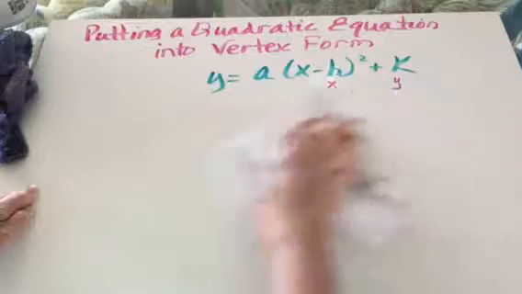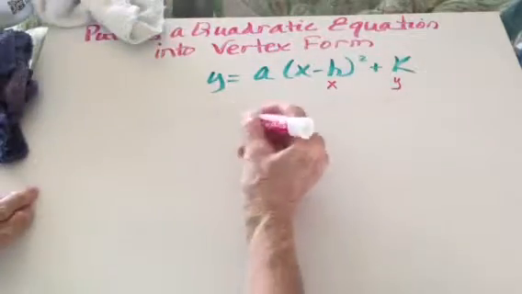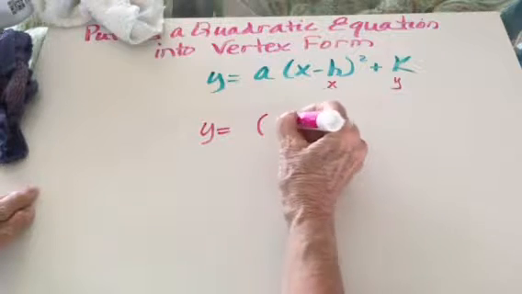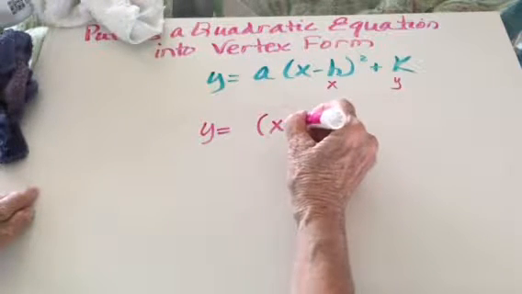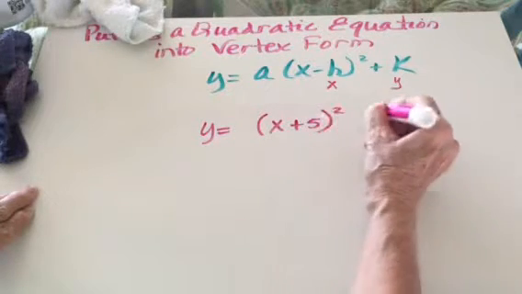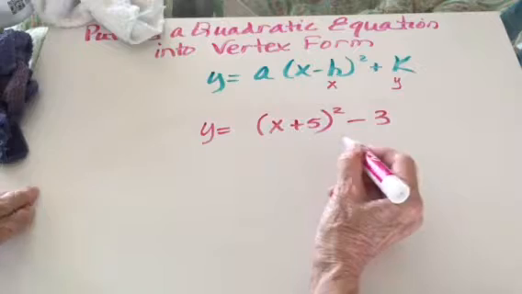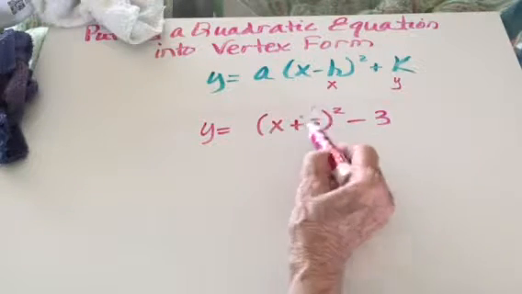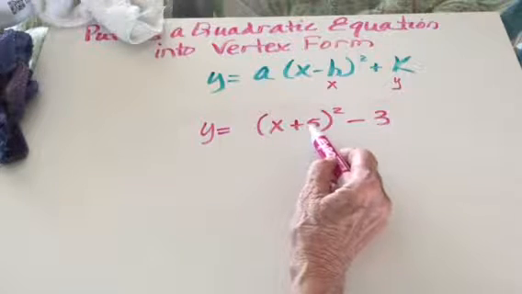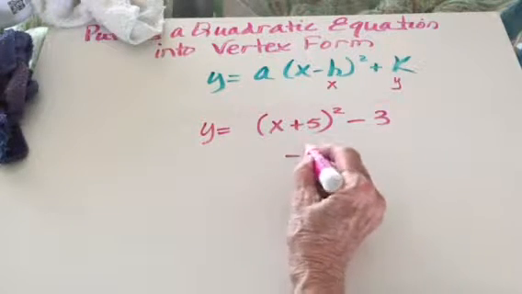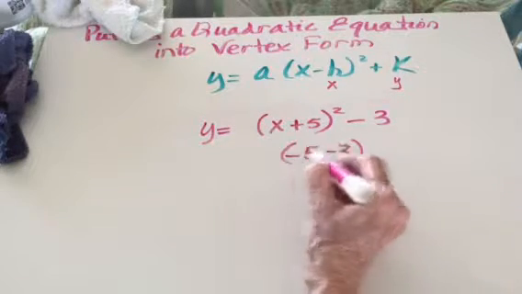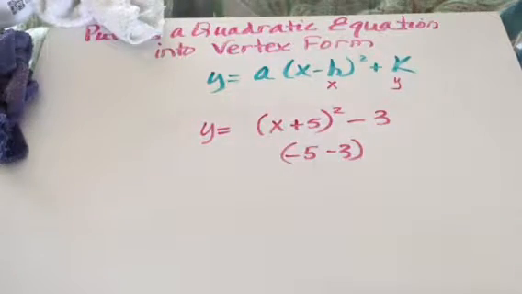How about if we said this? y equals, just plain, (x plus 5) squared minus 3. All right. Now, when I take that positive 5 out, it's going to turn into negative 5. This stays the same, negative 3. So that's my vertex. Let me just show you this real quick.